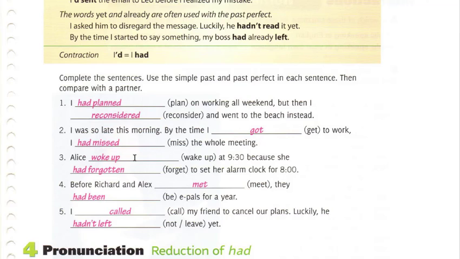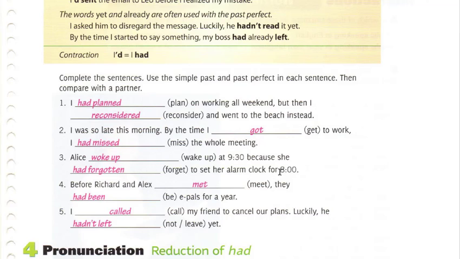Number three, Alice woke up at 9:30 because she had forgotten to set her alarm clock for 8. Okay, so the first part is in simple past, and we change the irregular word from wake to woke by changing the a to o. The second part, we change forget to forgotten by adding an extra t and en at the end, which changes it into its past form. We add the word had to declare it as past perfect. So it's Alice woke up at 9:30 because she had forgotten to set her alarm clock for 8.